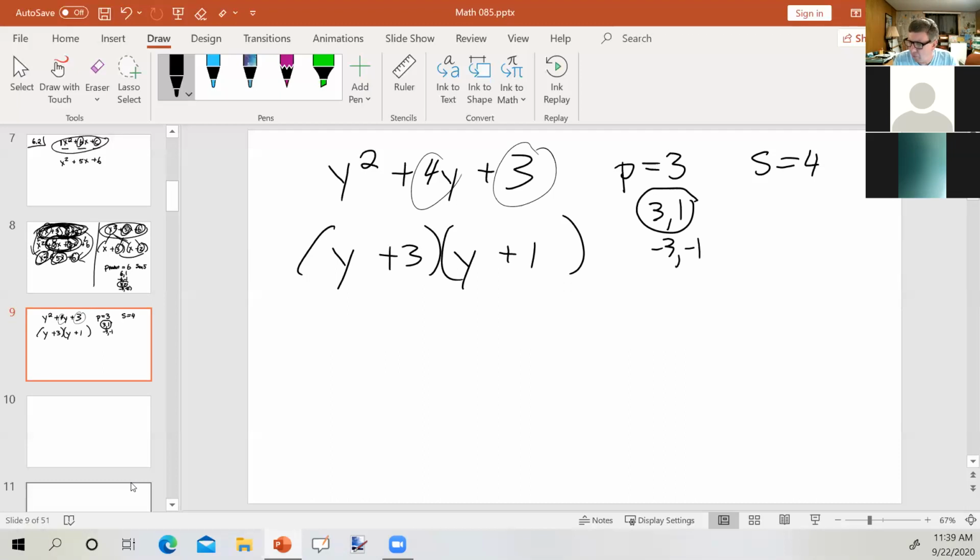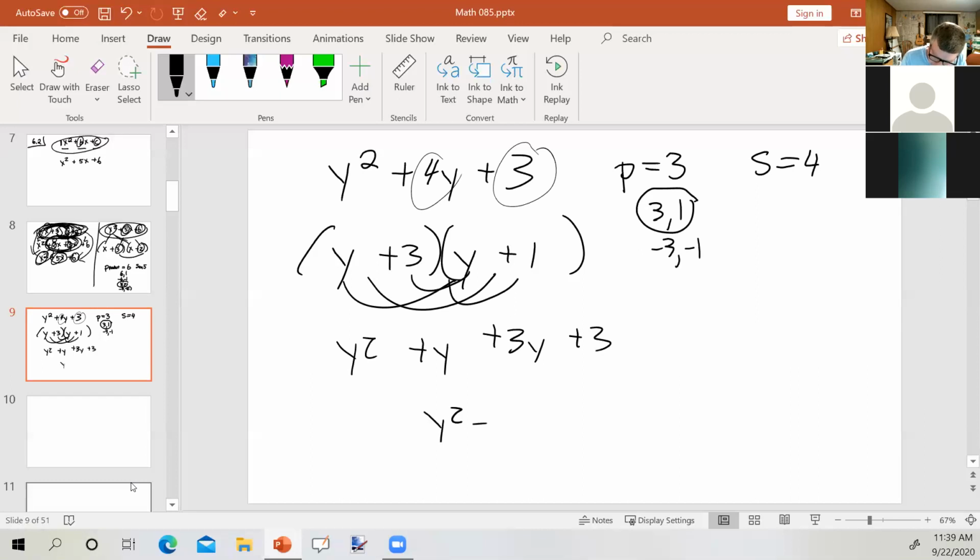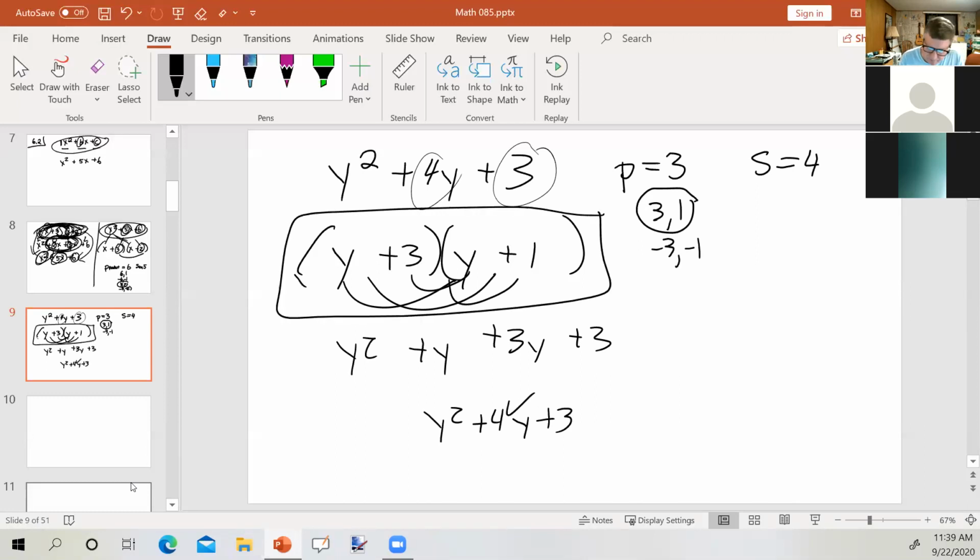Let's check our work. Let's take the answer and FOIL it back together and see what we get. We get y squared plus 4y plus 3, and that checks. So this is the correct factorization of that original trinomial. Any questions there? Okay, let's continue.